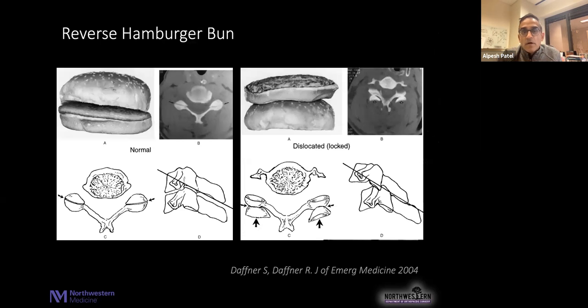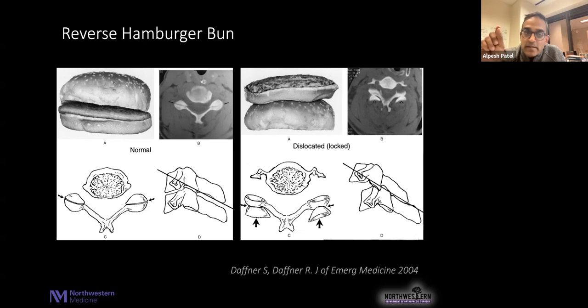I just like this slide because it's funny to think about these things as hamburger buns, but it's not a bad analogy for what a normal facet joint should look like in the cervical spine versus a dislocated facet joint. A normal facet, like on the left side, you see the cranial and caudal, the SAP and the IAP, in flush contact with each other. On the right side, in a dislocated manner, you see one having jumped over the other. That's where the idea of a reverse hamburger bun sign comes from. It's almost like the thing's inverted in a position it shouldn't be in.